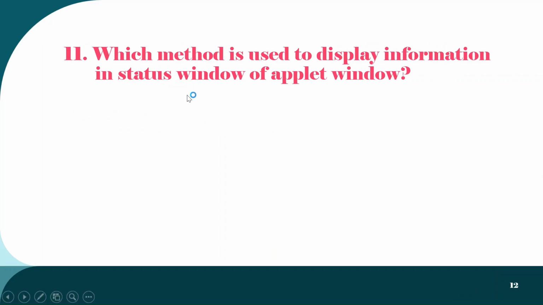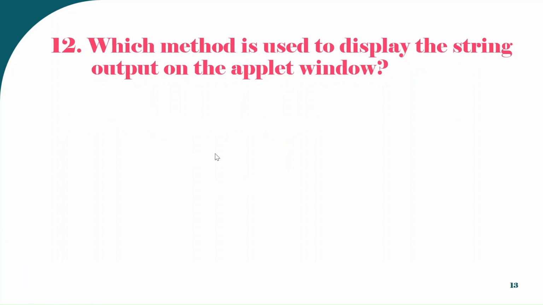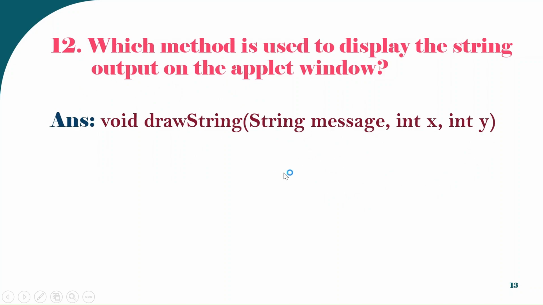Which method is used to display information in the status window of an applet window? That is the status bar. We have a method called showStatus, to which we pass a string that will be displayed at the bottom in the status bar. Which method is used to display the string output on the applet window? The drawString method. Here we pass three parameters: the message you want to print, the x coordinate and the y coordinate. At the intersection point of this x and y coordinate, the message's first character is going to start.